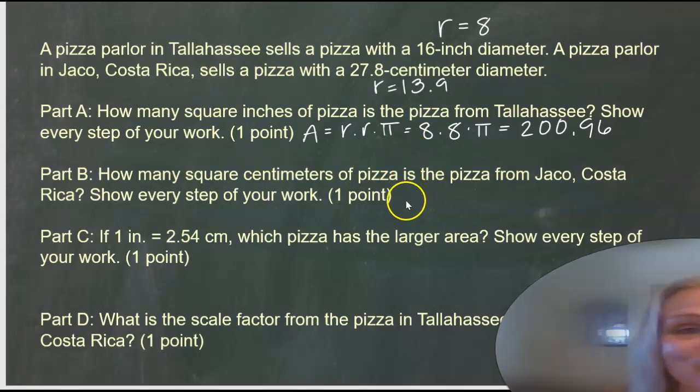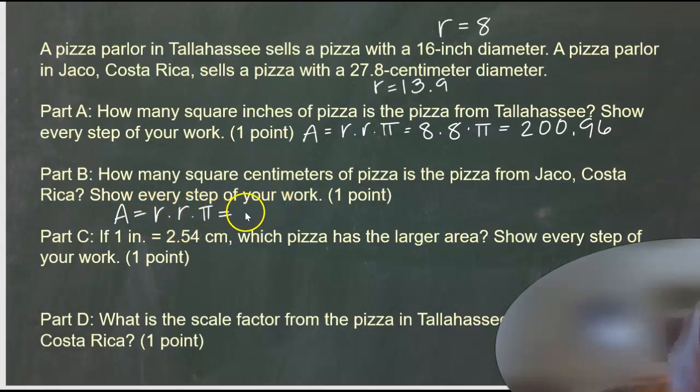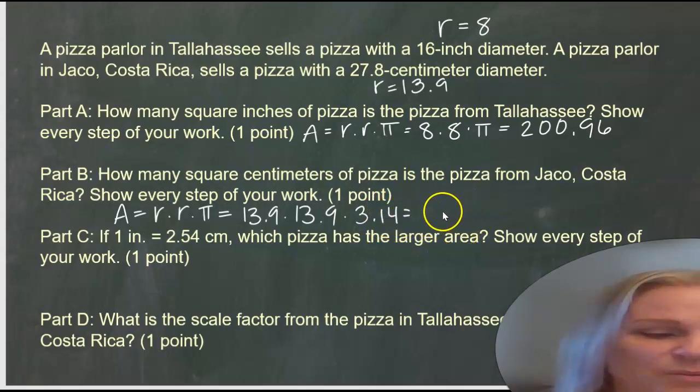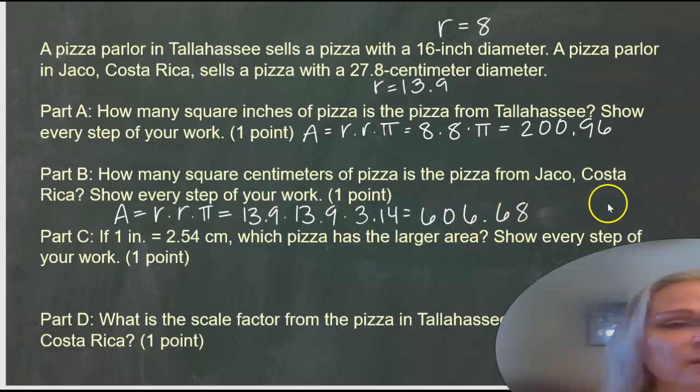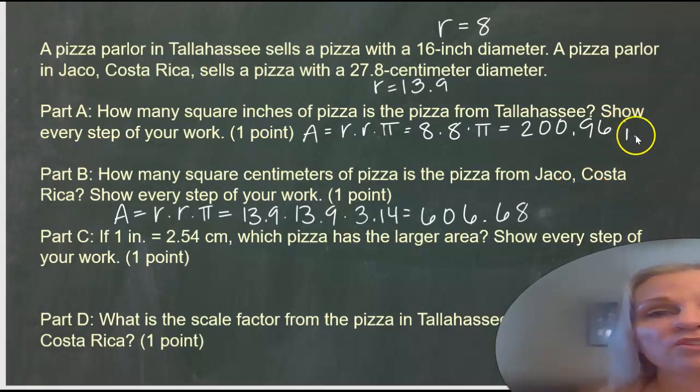All right, how many square centimeters of pizza is the pizza from Jaco, Costa Rica? Show every step of your work. Okay, so same idea, right? I'm going to have area equals r times r times pi. So that's going to be 13.9 times 13.9 times 3.14. I'm going to round this to the hundredths place. You should do it on your calculator too, so you see what I got before I rounded it. And remember, this is square inches and this is square centimeters.